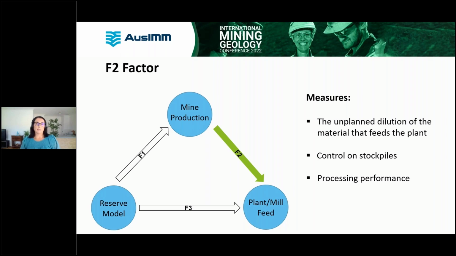The F2 factor does provide a check, a really good check for the unplanned dilution of the material that feeds the plant. So it also evaluates the control of your stockpiles, and I'm referring to the movements, what goes on, what comes off a stockpile, and then the estimation of what's remaining on those stockpiles, tons, grade, and metal. But it's also going to evaluate the performance of this plant processing. So a high value of F2 would indicate that the values for mining were conservative, while a low value of F2 would indicate optimism in mining.